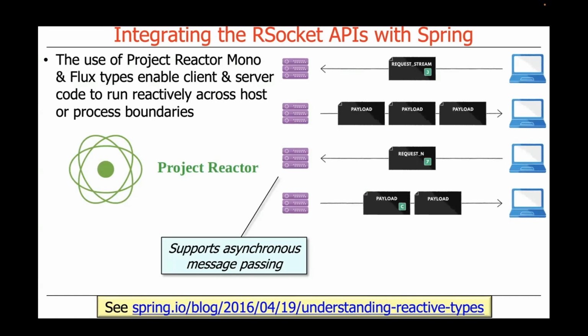So the use of these Project Reactor mono and flux types gives us a lot of flexibility. It enables client and server code to run reactively across host or process boundaries, to talk across hosts and processes. So it's basically a message passing middleware mechanism. And that, of course, supports asynchronous message passing, which is very cool.